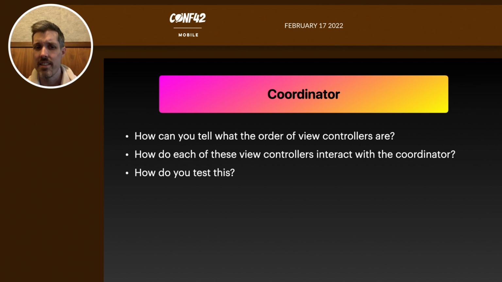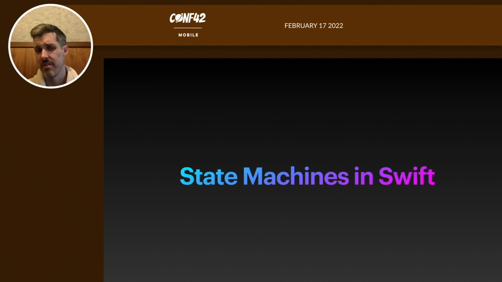When you look at a coordinator class, there's always these questions that come to mind. How can you tell the order of the view controllers? There's nothing in the code that communicates this to the developer. You kind of have to piece this together yourself. It's also unclear how each of these view controllers interacts with a coordinator. You often need to wade through multiple files in order to figure out what exactly is going on. And perhaps worst of all, how are you supposed to test this? How do you ensure that your flow is working correctly and isn't going to be broken by future change? So with those questions in mind, let's look at state machines in Swift.